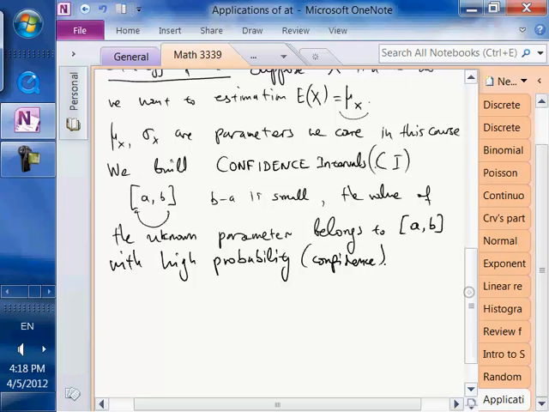So the confidence interval will contain the value, and since B minus A is small, that's what I mean by estimation. The unknown value of the parameter will be between A and B, and the difference between A and B is not very big, so we get a fairly good idea of the value of the unknown parameter. And that happens with high confidence. High confidence means high probability.